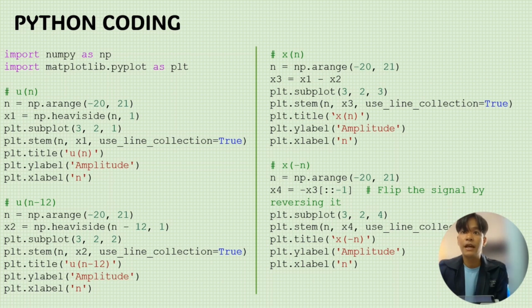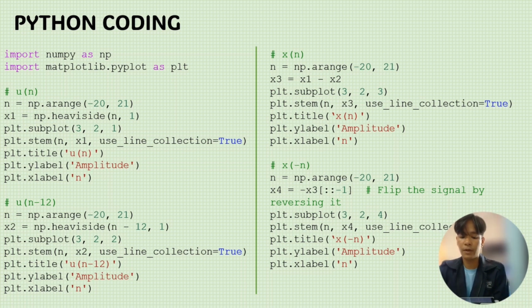So in this slide, I will show you how the Python coding works. So the first thing that we need to do is to include the NumPy and the Matplotlib library into the Python. NumPy is often used for numerical operations, while Matplotlib is commonly used for creating visualizations and plots. So basically, the Python coding is the same as the MATLAB coding. It's just that we need to include the plt in front of the subplot, stem, title, y label, and x label.